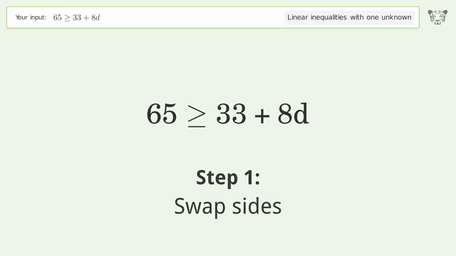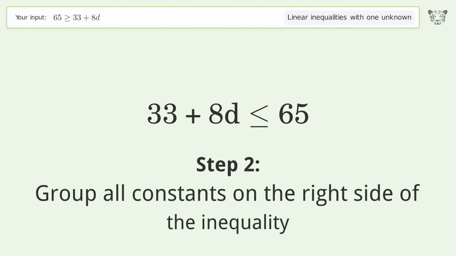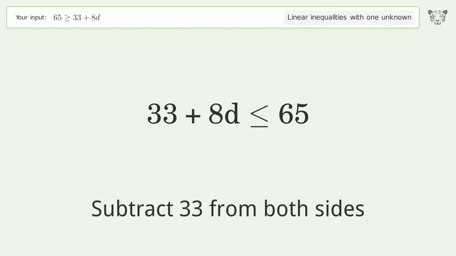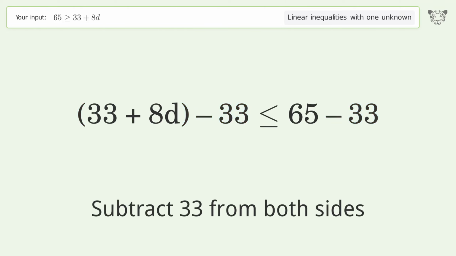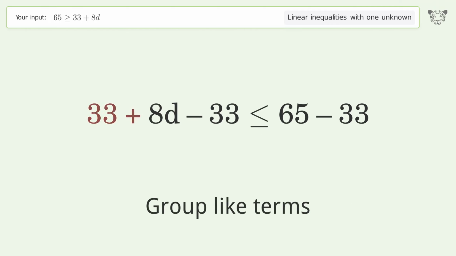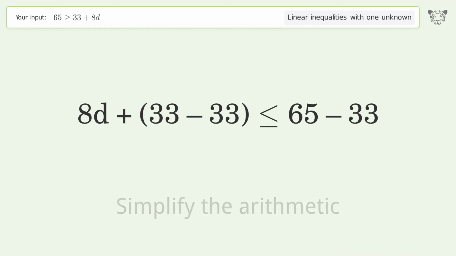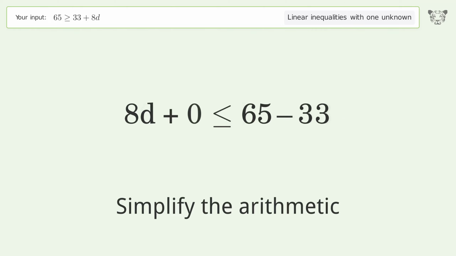Swap sides. Group all constants on the right side of the inequality. Subtract 33 from both sides. Group like terms. Simplify the arithmetic.